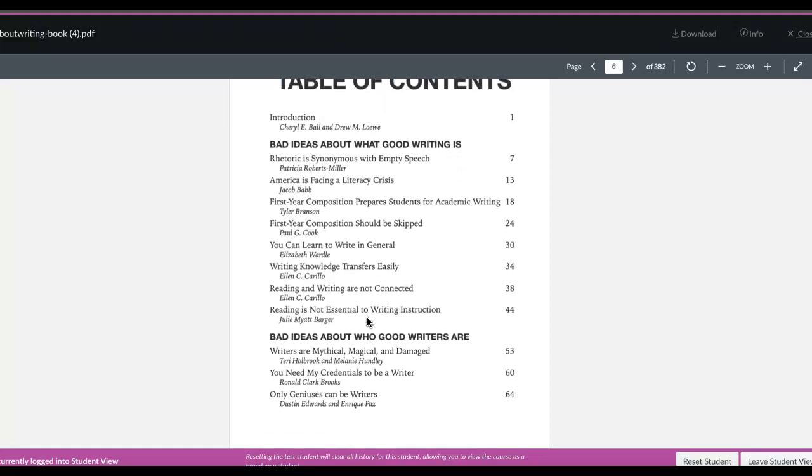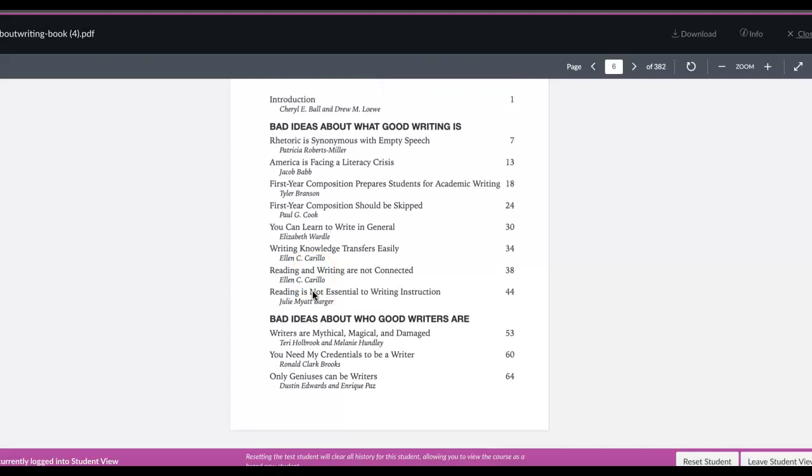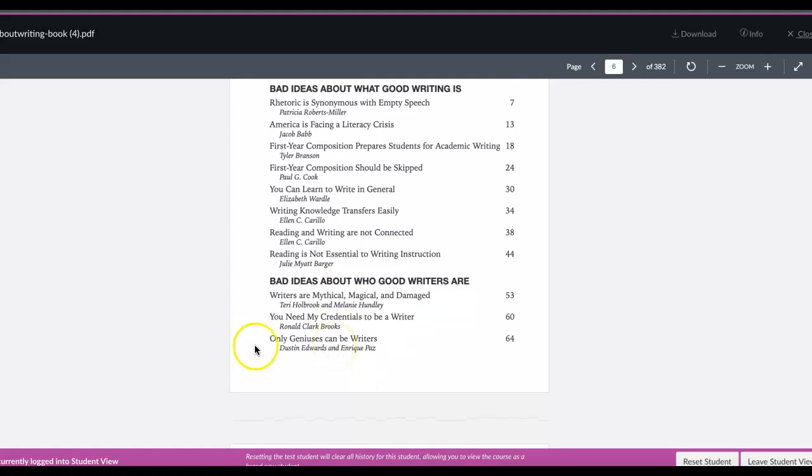So anything that you see written here, you may find some of these titles offensive even, and that's because they are considered bad ideas about writing that the authors are going to seek to disprove. So for example, only geniuses can be writers. So these authors are going to try to prove that's not true at all.